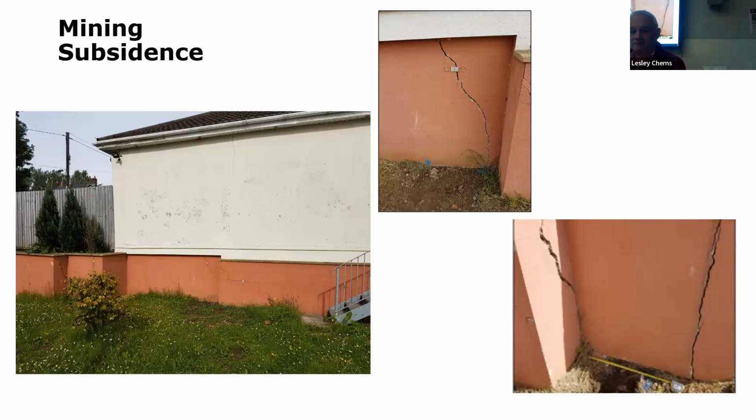We got involved, looked at it and said, yeah, this is a mine shaft that's caused this. There's a buried mine shaft underneath that wall there. The Coal Authority said, no, there isn't. So we did some investigation and we proved there was, and they actually paid out in the end, and paid out for the repair of that building.